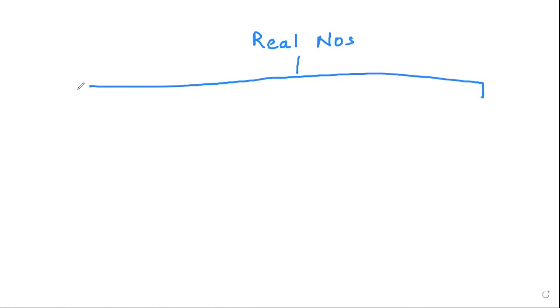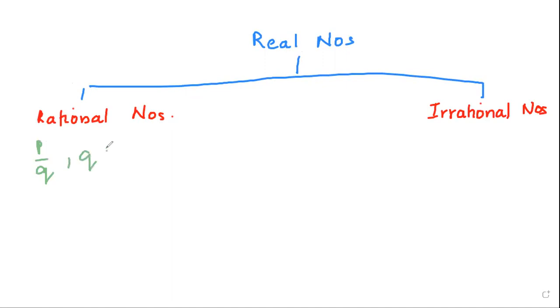Okay, so now we come to one more set of numbers. Let me draw the bifurcation again. This is real numbers, right? And then we have rational and irrational numbers. Rational we define as p by q, q not equal to 0, right? And now we come to the irrational part.